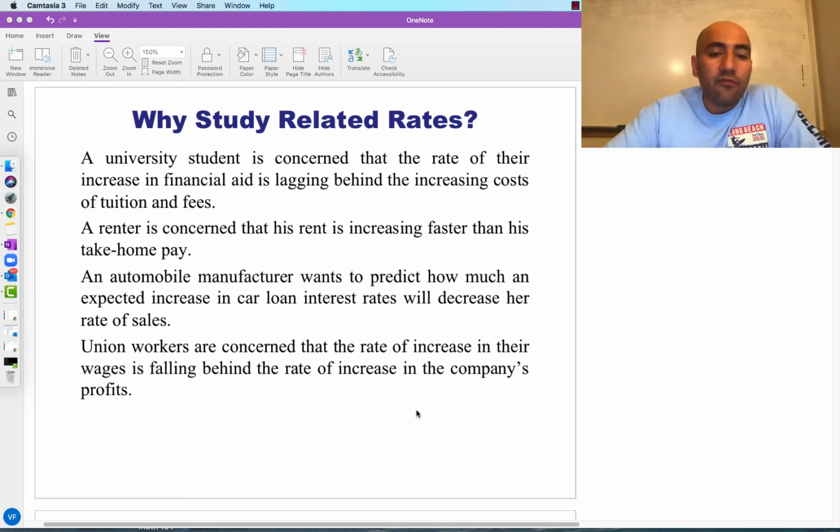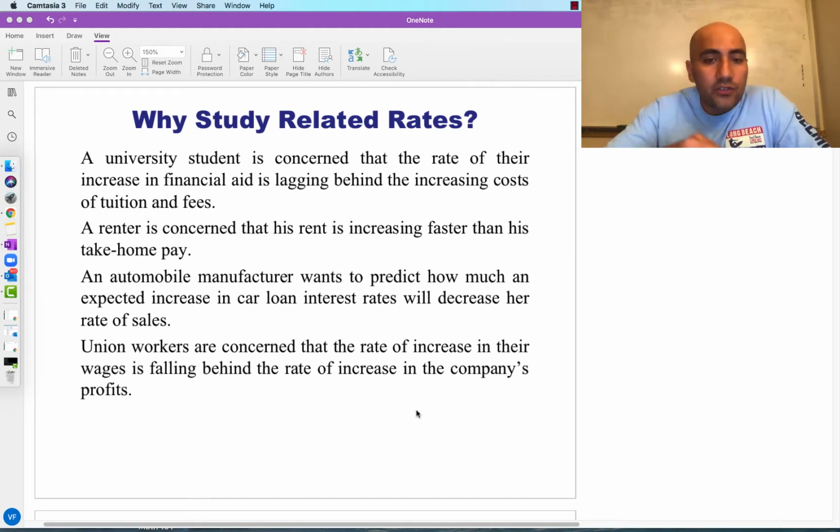An automobile manufacturer wants to predict how much an expected increase in loan interest rates will decrease her rate of sales, right? So as the interest rate for the loans increases, it becomes more and more expensive for the consumers to purchase the car. And therefore, many of them are going to choose not to buy it, or maybe they just can't afford to buy it anymore and they can't get that loan, right?